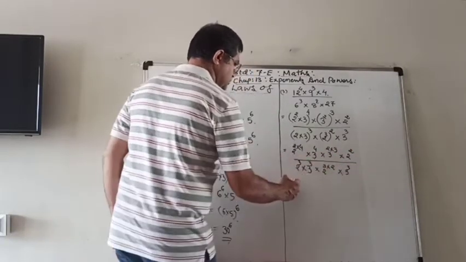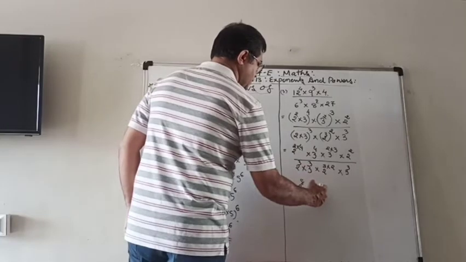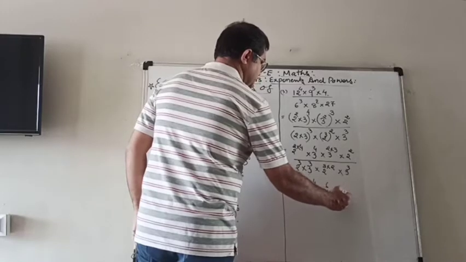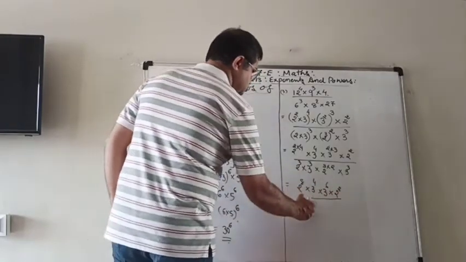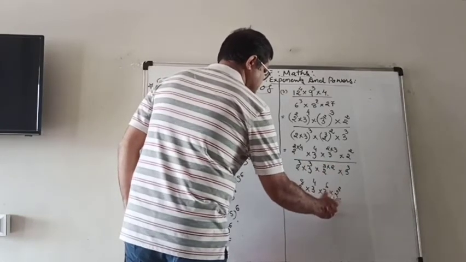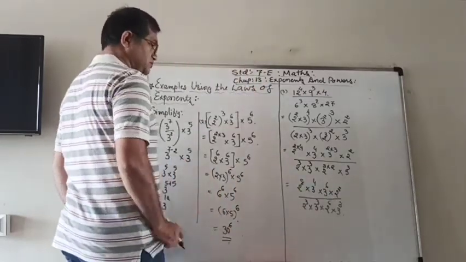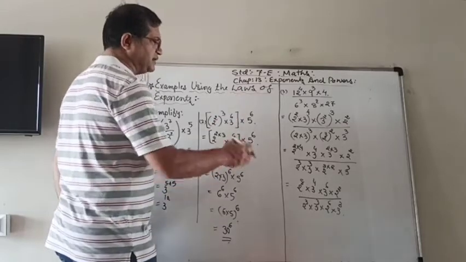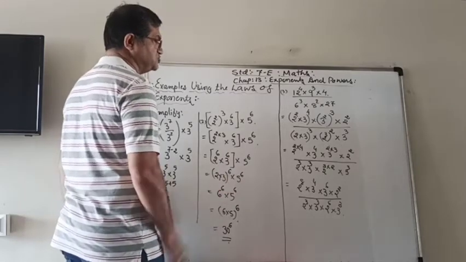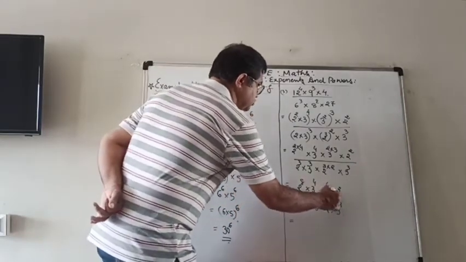So first do the multiplication: 2 raised to 2 4s are 8, 3 raised to 4, 3 raised to 6, 2 square, 2 cube, 3 cube, 2 raised to 6, 3 cube. Now check if the same base and same power are there in the numerator and denominator, you can cancel, otherwise we have to check. So now here on the top 2 raised to 8 and 2 raised to 2.